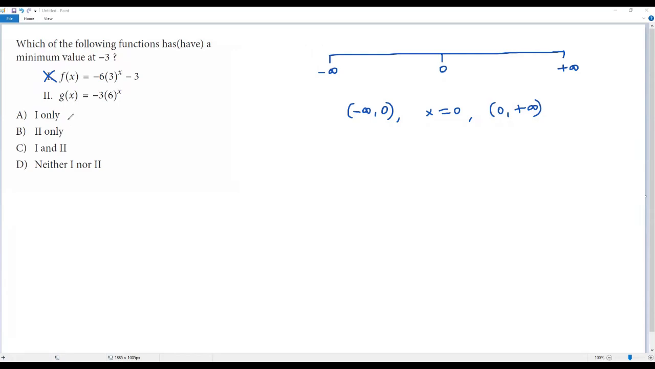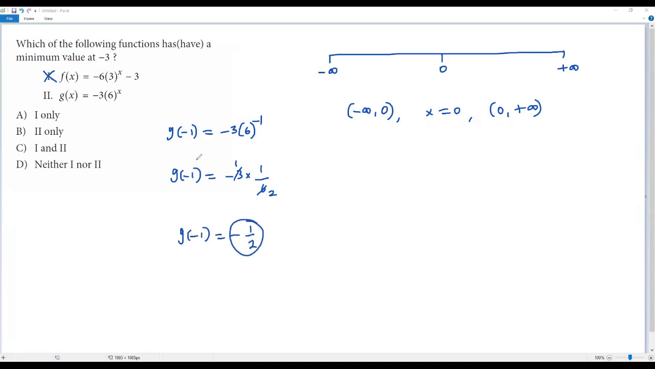Now let's do the same thing for the function g of x. Let's choose a random value in the first part of the domain. That is -1. Let's plug in -1 for x into the function g of x. Then we get g of -1 equals -3 times 6 to the power of -1. G of -1 equals -3 times, this can be written as 1 over 6. Here 3 goes into 3 one times, 3 goes into 6 two times. G of -1 equals -1 over 2.